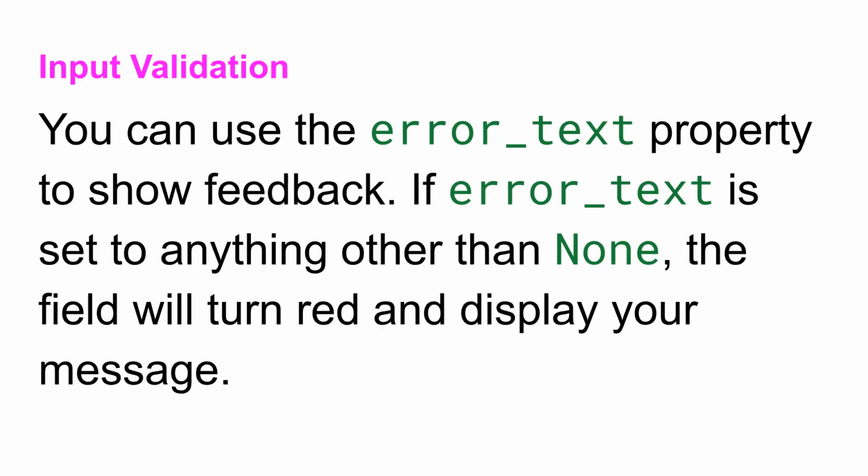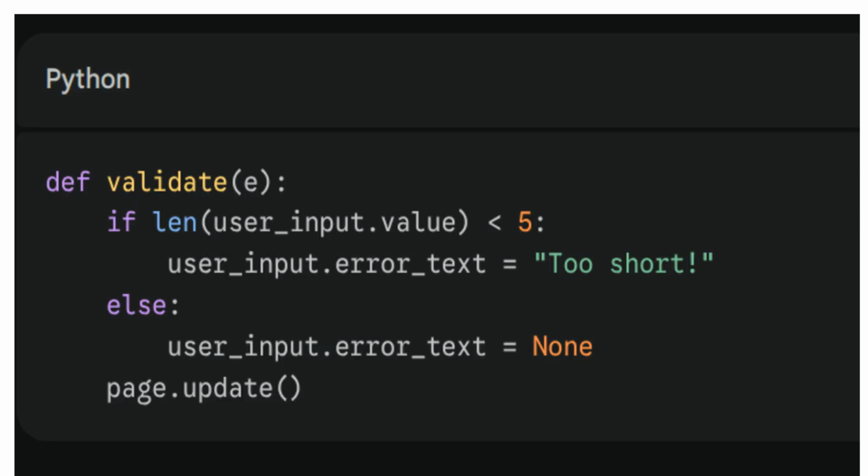For input validation, utilize the error_text property to provide user feedback. If error_text is set to any value other than None, the field will visually turn red and display the error message you provide. In this example, the validate function checks if the input value is shorter than 5 characters. If it is, it sets the error_text to "too short". Otherwise, it sets it to None, clearing the error.